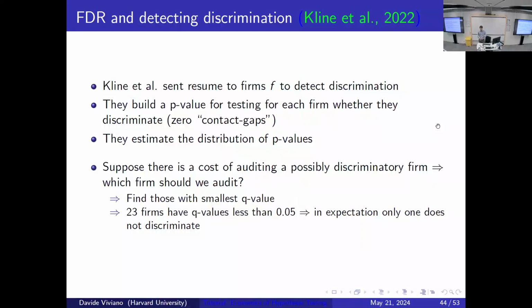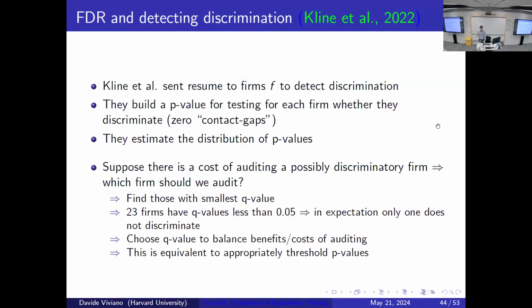So they estimate this Q value, and to estimate it, they look at the distribution of the p-value, and then they have this ratio component, which is basically the prior that the null is true over the marginal density of the p-value. For instance, if we look at the 23 firms with a Q value smaller than 5%, then we know that in expectation only one of these firms will not discriminate. And so then we can choose the threshold for the Q value relative to the cost of auditing. This is equivalent to thresholding the p-value, with a threshold which depends on the prior distributions.